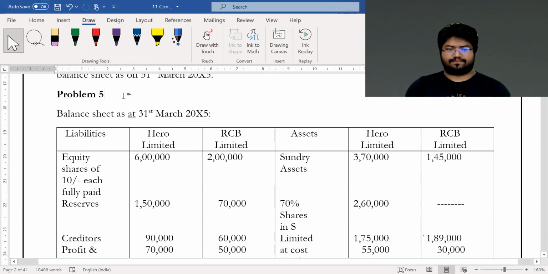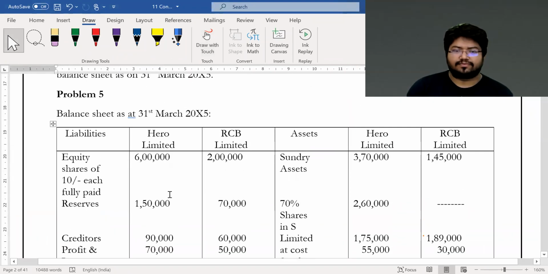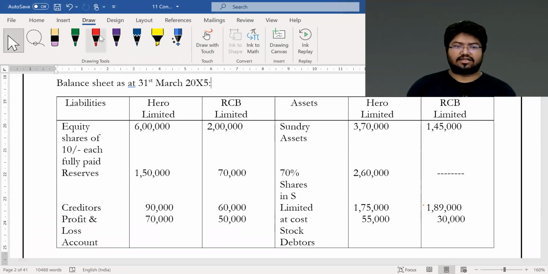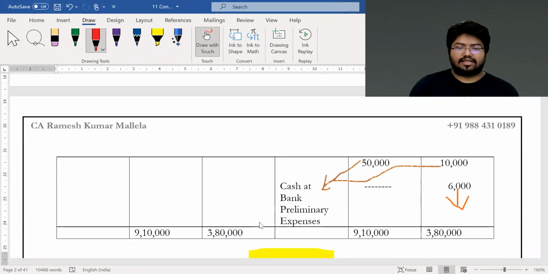So fifth question. Balance sheet as at 31st March 25 is given. Equity shares of 10 each fully paid. Reserves, creditors and P&L account. Assets: sundry assets, 70% shares in S Limited at cost. Stock, these numbers are slightly to be corrected, alignment issue. Stock and debtors, and then cash at bank and preliminary expenses. These are the items we have.